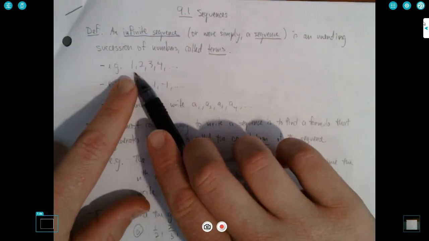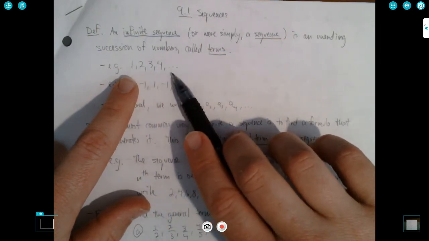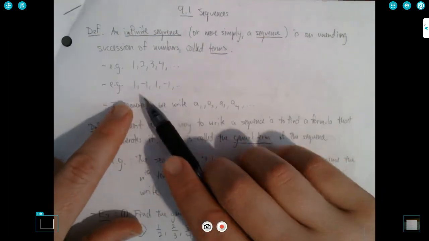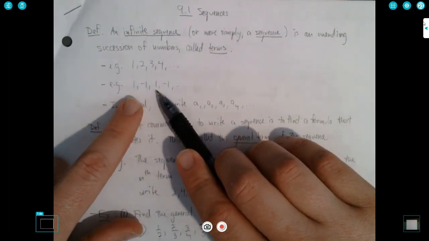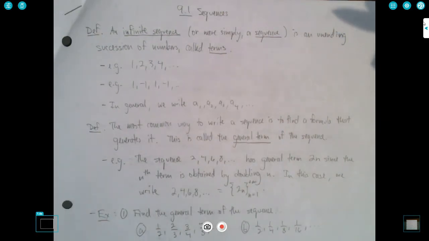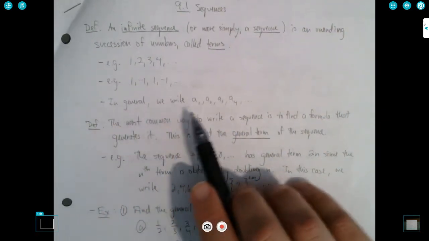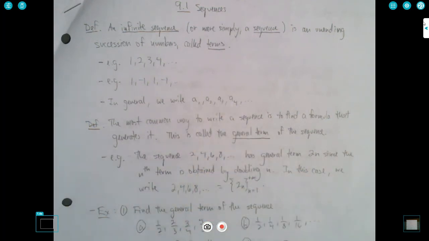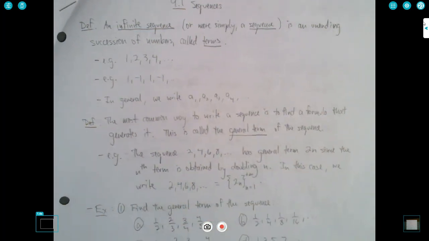So for example, this would be a sequence: 1, 2, 3, 4, 5, 6, 7, 8, dot, dot, dot, on and on and on. Or 1, negative 1, 1, negative 1, 1, negative 1, 1, negative 1. That would be another sequence. In general, we write the terms of the sequence as a1, a2, a3, a4. You don't have to use the letter a. It could be b1, b2, b3, b4, whatever.